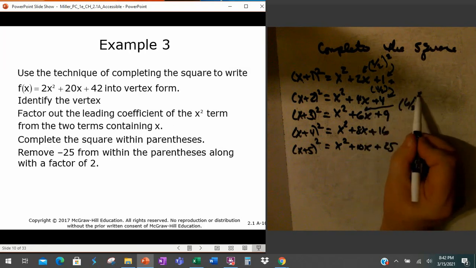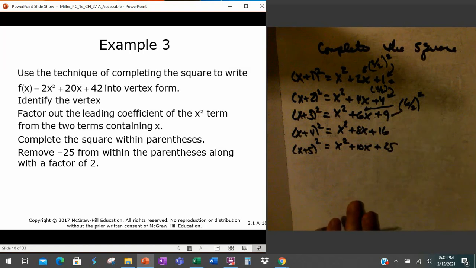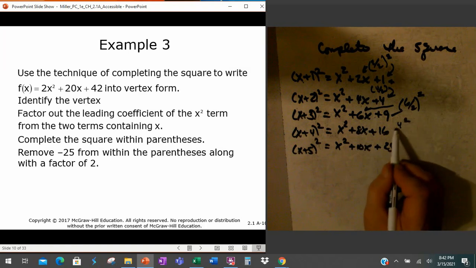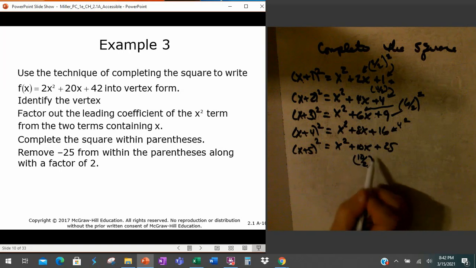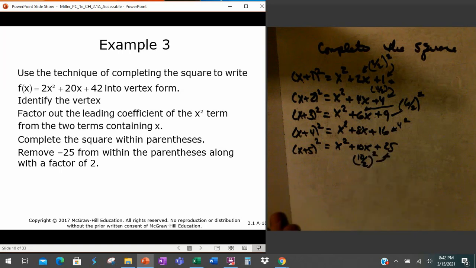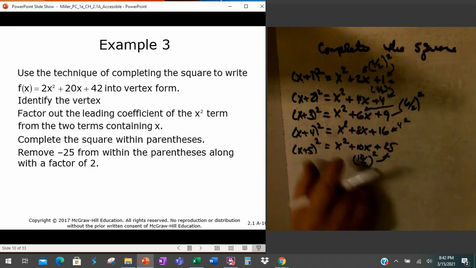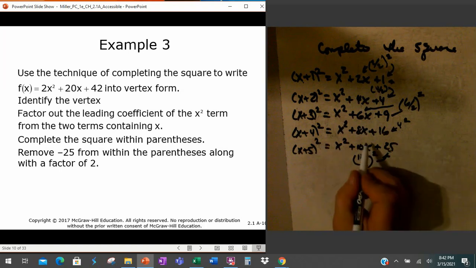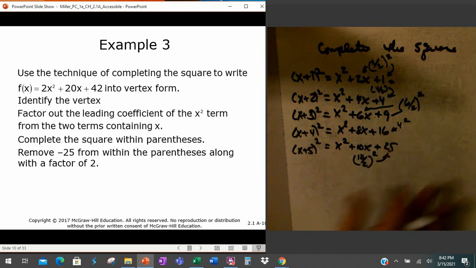6 divided by 2 is 3, and 3 squared is 9. That's exactly that. 8 divided by 2 is 4, and 4 squared is 16. Half the 10 is 5, square it, that gives us 25. So that's going to give us a method to generate this last number. If this was a perfect square and we wanted to generate this piece of it, we're going to take half that middle term and then square it and then go from there.